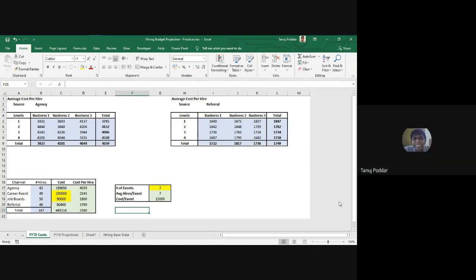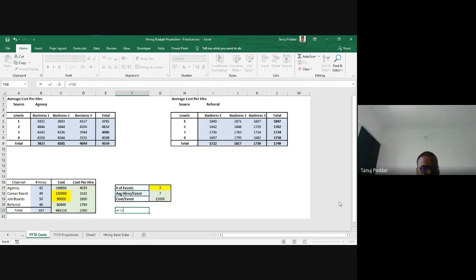Yeah, 7 divided by 187 would not be the right way in case you wanted to calculate for each person. It would rather be 49 divided by 187. If you just had the total cost and had to calculate how much you want to attribute to your career events, then 26% of your hires are coming from career events. 7 divided by 187 would not be relevant.